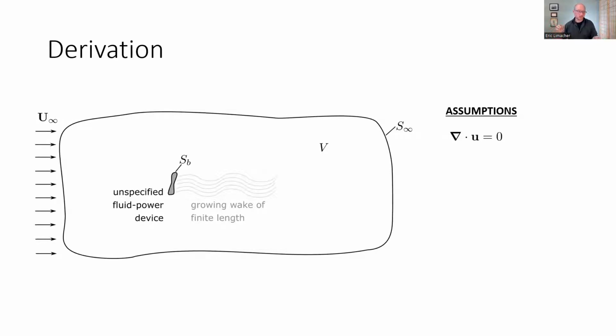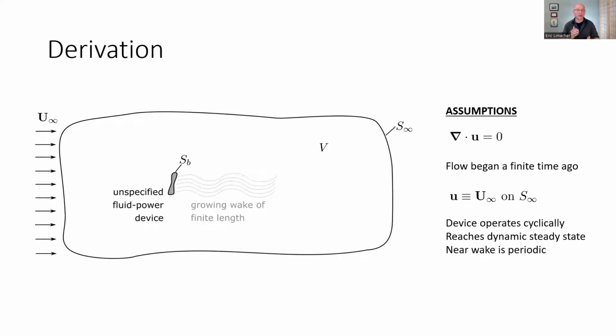Now, when I say unspecified nature, it could actually be a turbine, could be a propeller that is putting energy in to generate thrust upstream, or could even be a bluff body. And we assume that the flow began a finite time ago. So we have a growing wake of finite length. So if we assume that the device also is operating periodically, we assume that wake is getting longer every period after the other. We're also going to have to invoke the assumption that the device does operate cyclically, so it reaches some sort of dynamic steady state. So all the parameters of interest become periodic, including the appearance of the near wake.